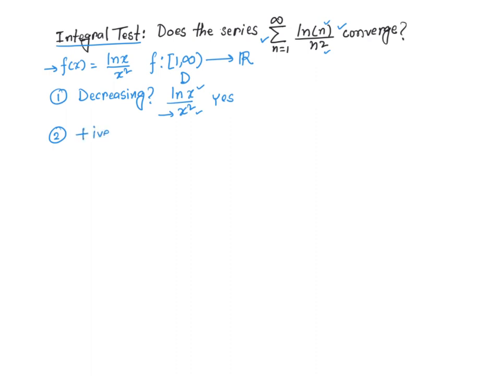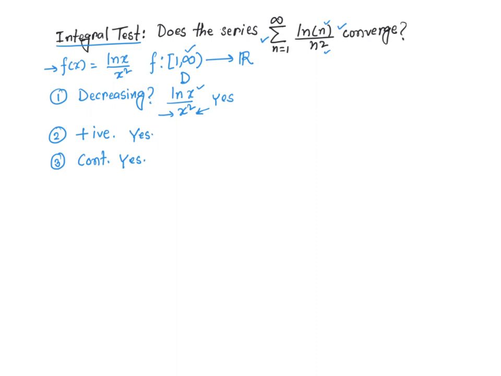Number two, is it positive? Yes, the function is positive. When x is equal to 1 it is 0, but other than that, it's always positive. Number three, is the function continuous on the interval? Obviously, there is no 0 that we have to deal with for the x value in the denominator, and in the numerator we are okay as well, because ln of x is defined for positive numbers from 1 to infinity. So yes, it's continuous.